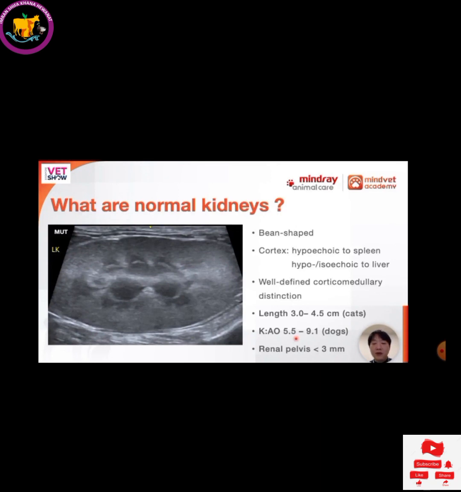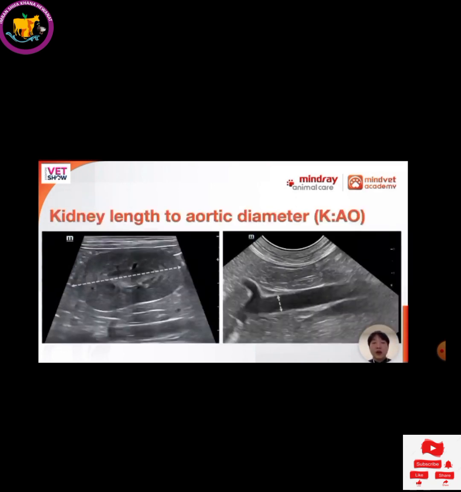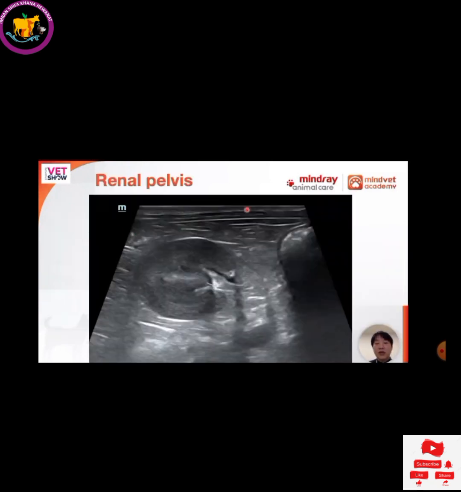The renal pelvic diameter on the transverse plane should be less than 3 mm. This picture shows how to measure kidney length and aortic diameter. The kidney length should be measured at the elongated diameter in the longitudinal plane from the cranial pole to the caudal pole. The aortic diameter should be measured as the intraluminal diameter. The renal pelvis should be estimated in the transverse plane. The renal pelvic dimension should be less than 3 mm in dogs and cats. This is the renal pelvis.